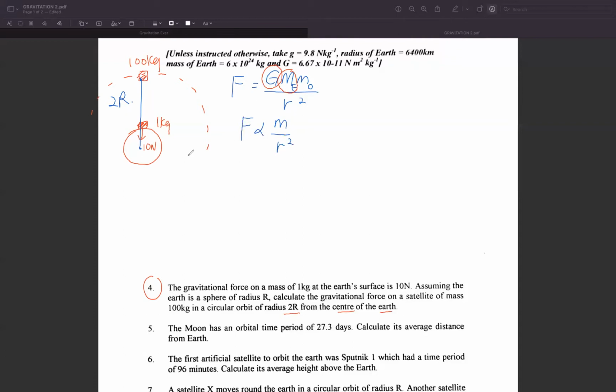Okay. Now I will write here for the 1 kg mass at surface. Surface, that means at the radius R. F equals to m over r squared. 10 equals to 1 kg over big R squared. This is my equation 1.